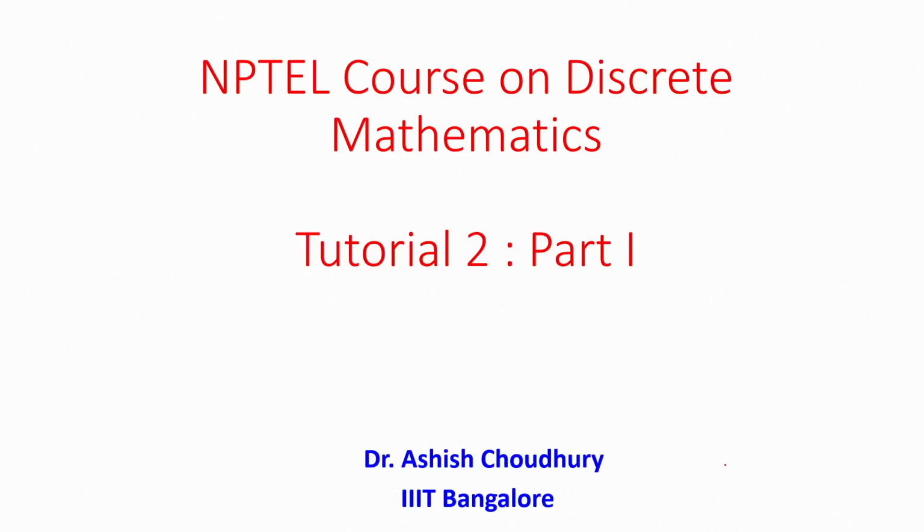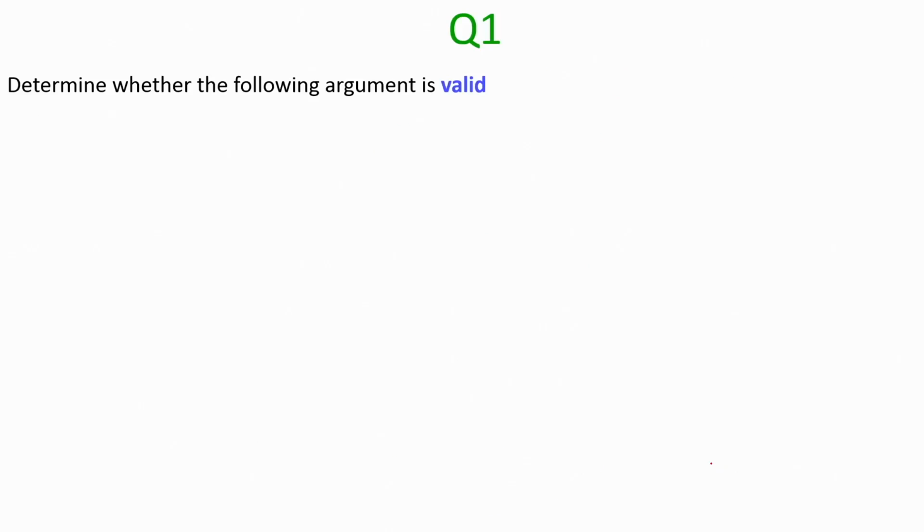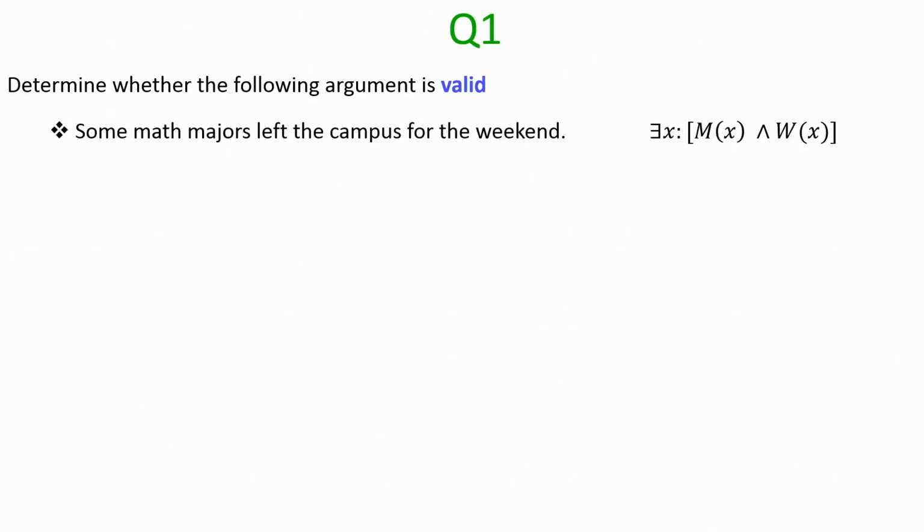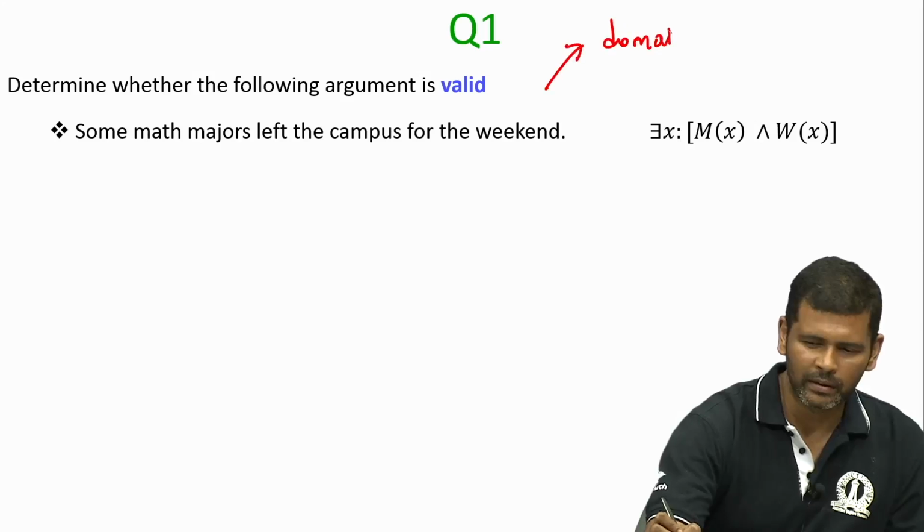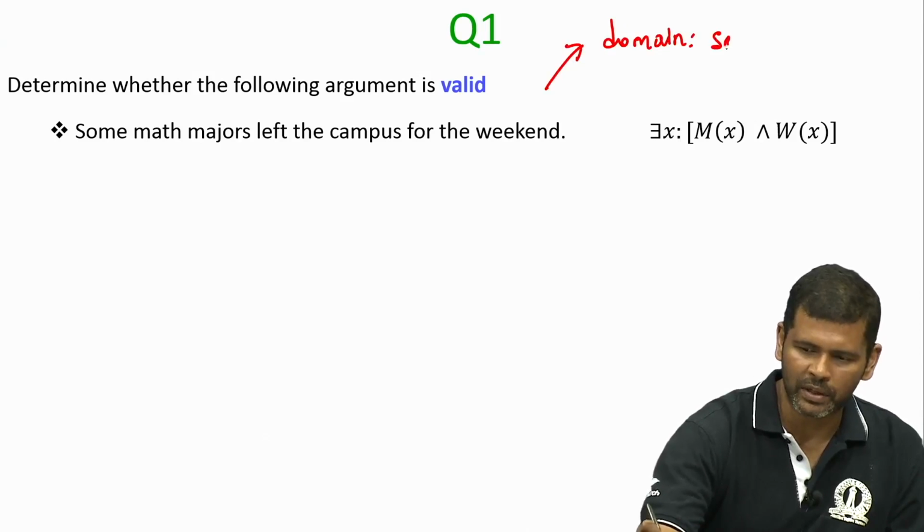So, let us start with question number 1. Here you are supposed to find out whether the following argument is valid or not. You are given some premises and a conclusion. The first thing that we have to do is convert everything in terms of predicate functions. So, we introduce appropriate predicates here. Of course, the domain is not explicitly given here, but the implicit domain is the set of students.